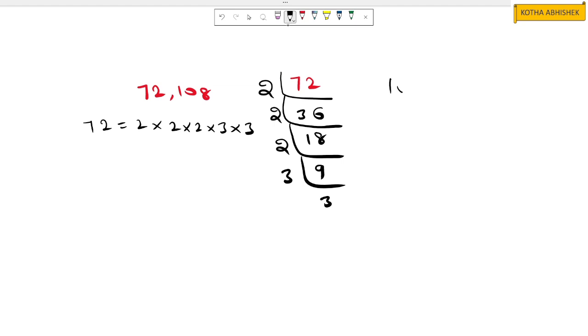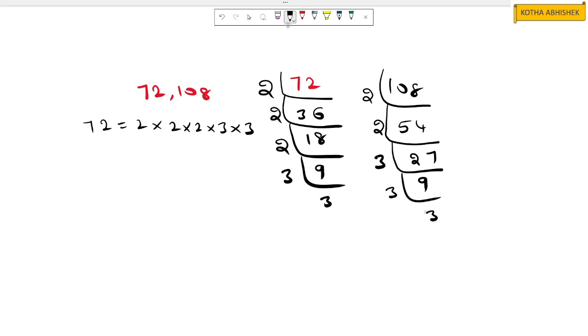Next, moving to the next number, that is 108. 108 is an even number, so it comes in the 2 table. So 2 times 54 is 108. 54 is an even number, again comes in the 2 table. So 2 times 27 is 54. 27 is an odd number, so it won't come in the 2 table. I am moving to the next prime number, that is 3. 3 times 9 is 27. 9 can be written as 3 3s are 9. Now 108 equals 2 into 2 into 3 into 3 into 3.